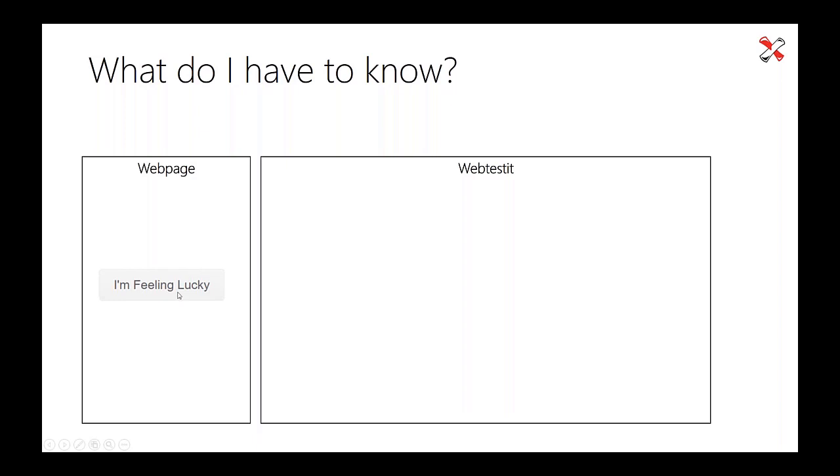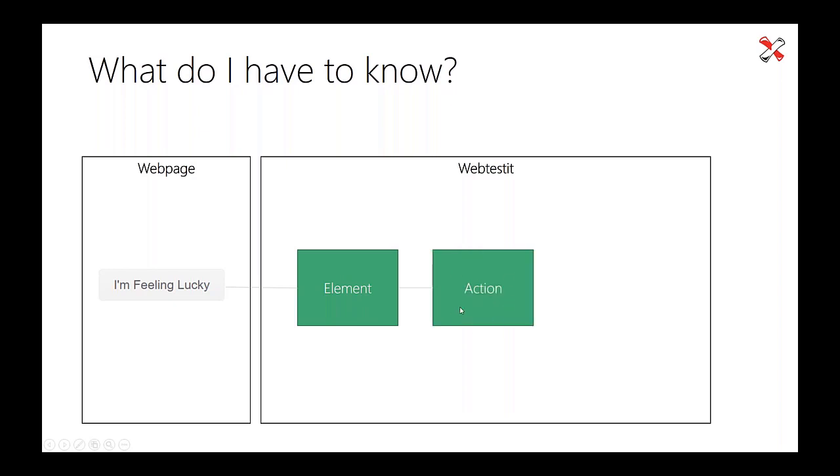You have this button that we want to interact with. So when we want to use this button in Webtestit, we create an element out of this button. And this element then is used in certain actions, like click on the element or hover over the element and so on. And what is very unique in Webtestit, we promote that you put this element and actions together in a page object.